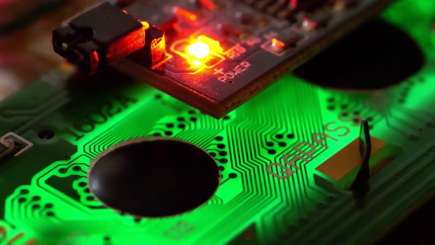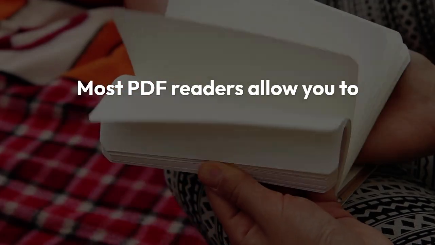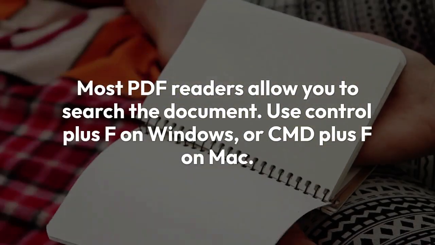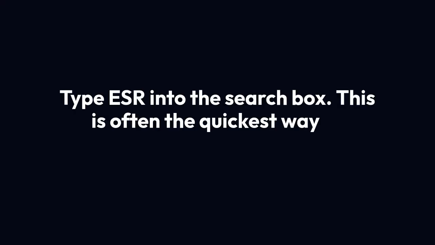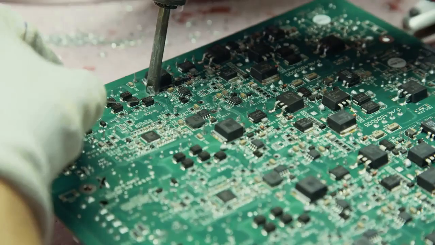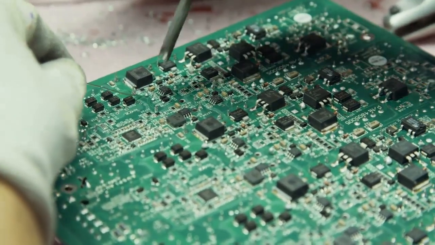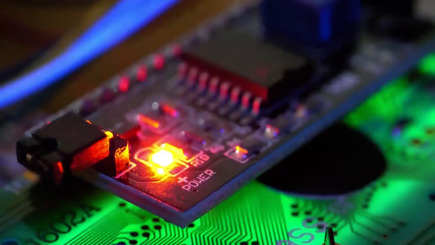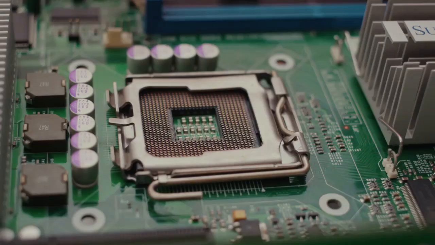Once you have that datasheet open, your best bet is to use the search function. Most PDF readers allow you to search the document. Use Ctrl+F on Windows or CMD+F on Mac. Type ESR into the search box. This is often the quickest way to pinpoint the information. If ESR doesn't yield results, try searching for equivalent series resistance in full. Sometimes, manufacturers list it under a broader category. You might find it under impedance characteristics or simply electrical characteristics within the datasheet's table of contents or main sections.